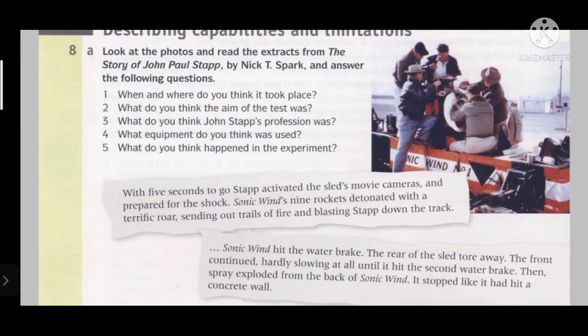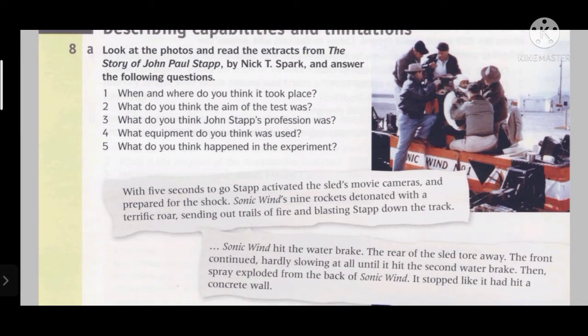Before we move to the extracts, we are going to read the questions so that we would know where the answer is. Number 1. When and where do you think it took place? Number 2. What do you think the aim of the test was? Number 3. What do you think John Stapp's profession was? Number 4. What equipment do you think was used? And number 5. What do you think happened in the experiment?